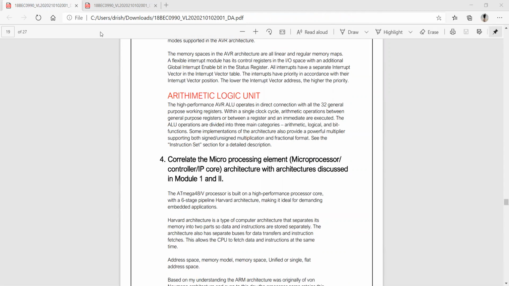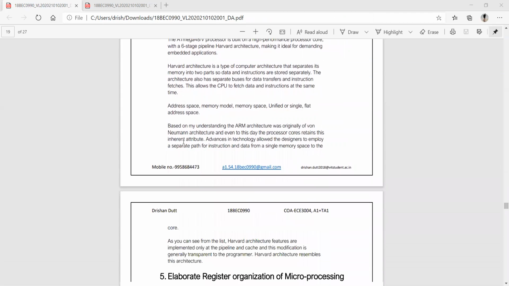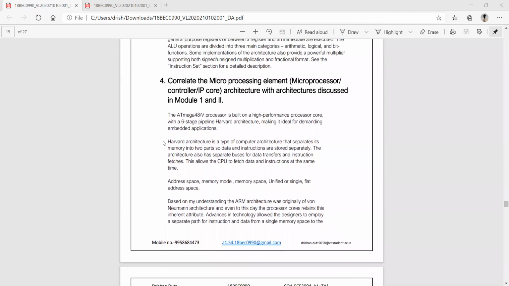Correlate the microprocessing unit, microprocessor, microcontroller, IP structure, architecture with the architecture discussed in module 1 and module 2. Basically, Harvard architecture is a part of the computer architecture that separates its memory into two parts, data and instructions, that are stored separately. The architecture also has separate buses for data transfer and instruction fetches. This allows the CPU to fetch data and instructions at the same time.